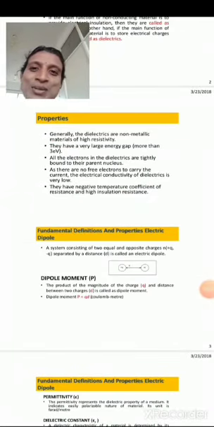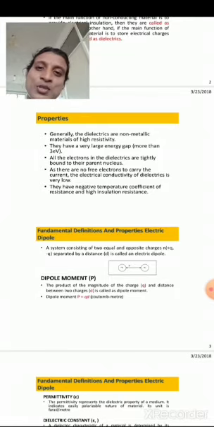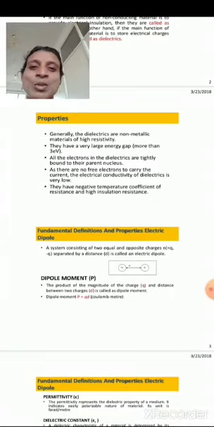The present class continues with dielectrics being non-metals having high resistivity. High resistivity means they oppose a large amount of current. They can transmit only a small amount of electricity. They have a very large energy gap, greater than 3 electron volts. Due to that, they can't transmit electrons from the valence band to the conduction band.